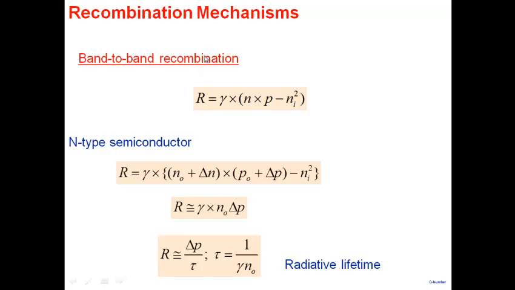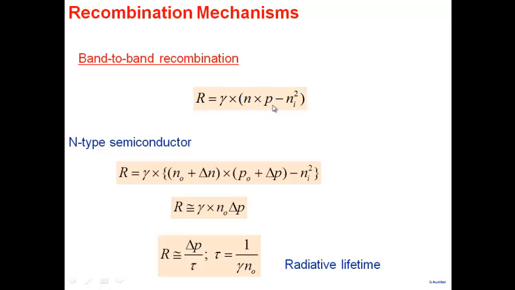And the recombination rate is modeled as some constant here, depending on the nature of the material. N and P are the electron and hole density, minus ni square here. So you can see that if my system is in equilibrium, np is equal to ni square, I don't have any net recombination. If the system is out of equilibrium, which means np is more than ni square, then I will get a net recombination.